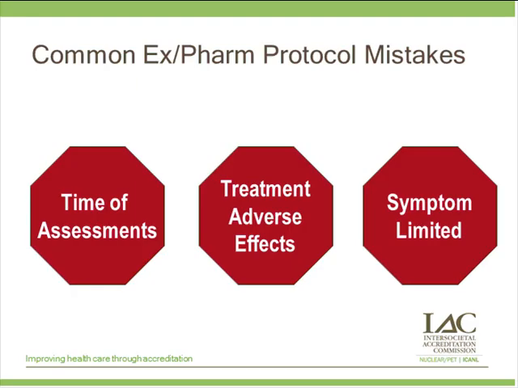Several of the common exercise or pharmacologic stress protocol mistakes made by facilities applying for accreditation include submission of protocols that do not include the timing of assessments during both stress and recovery. Remember, the timing for obtaining heart rates, blood pressure, ECG tracings, and symptoms must all be specifically stated. Many submitted protocols do not include instructions for both identification and treatment of adverse effects of both exercise and pharmacologic stress. And frequently, protocols do not indicate that symptom-limited stress testing is performed. Make sure your protocol does not mislead or indicate that exercise is terminated when 85% of the maximum heart rate is achieved.